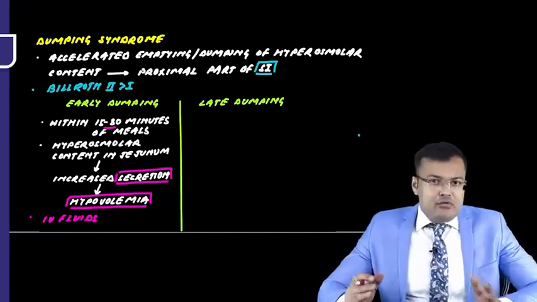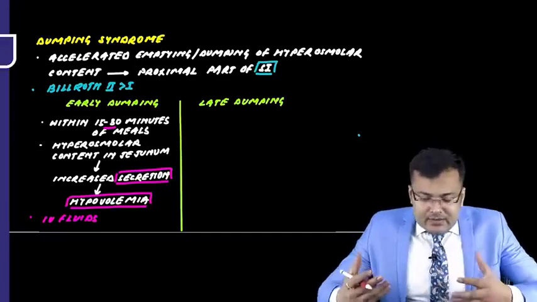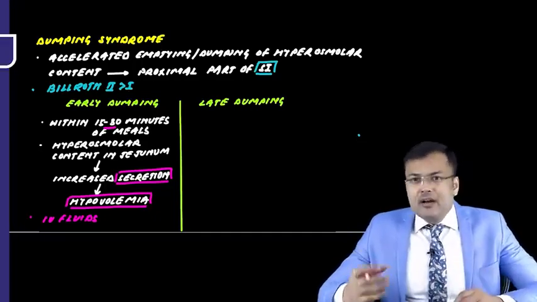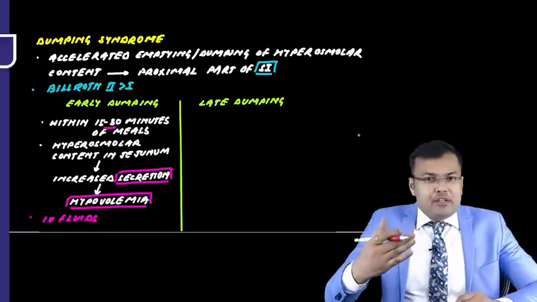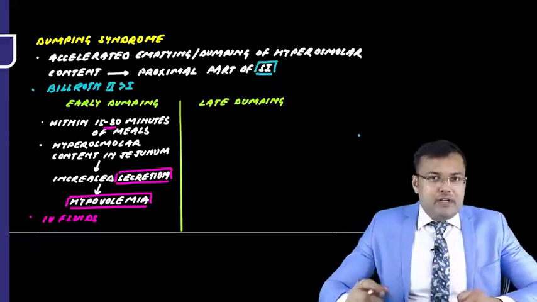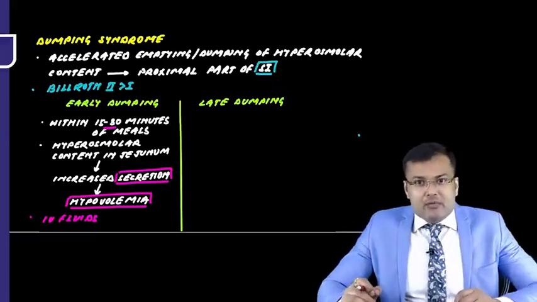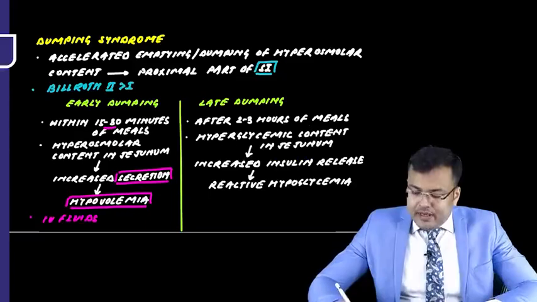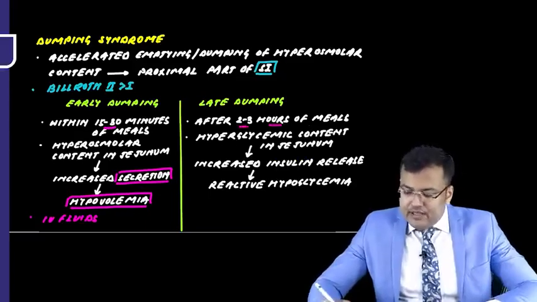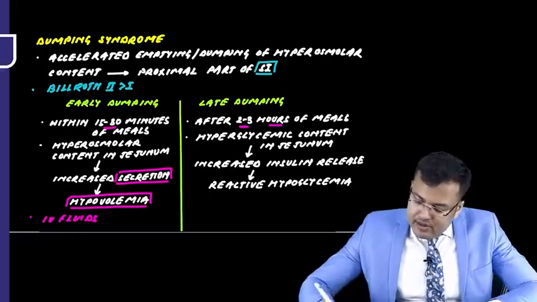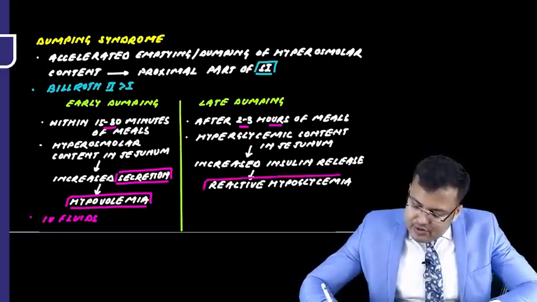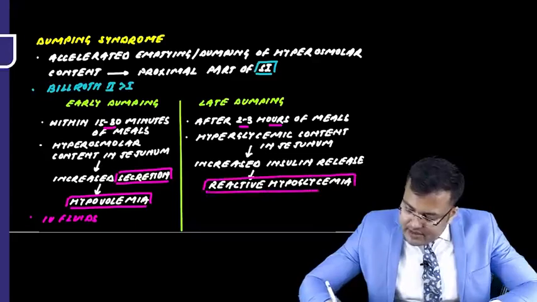It is seen after 2 to 3 hours of meals, and it is because of reactive hypoglycemia. Why? Because hyperglycemic content is there in the jejunum, and because of that there is increased insulin, which leads to reactive hypoglycemia. So late dumping occurs after 2 to 3 hours of meals because of hyperglycemic content in the jejunum. And what you have to remember, there is reactive hypoglycemia because of increased insulin release.